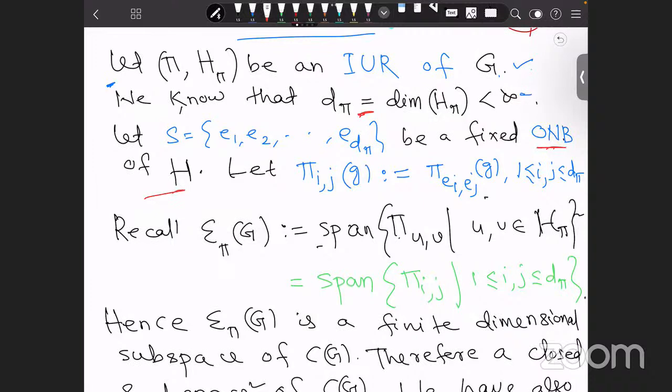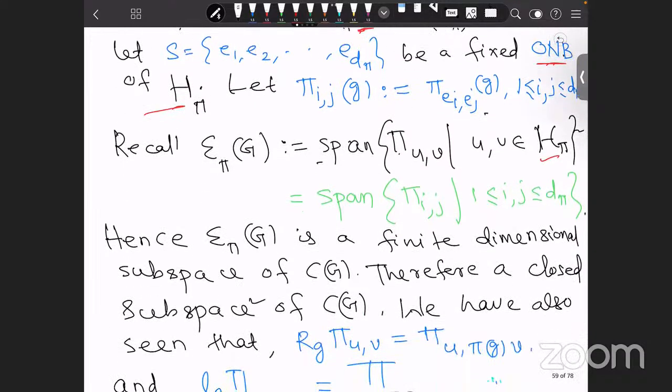I am using the notation pi i comma j of g for pi e i comma e j at g. So pi i j of g is by definition pi of e i comma e j at g, for 1 less than or equal to i comma j less than or equal to d pi. Recall E pi (G) is nothing but the span of matrix coefficients of pi, so that E pi (G) will have H pi. And since S is a basis of H pi, this is equal to the span of pi i comma j, 1 less than or equal to i comma j less than or equal to d pi. Hence E pi (G) is a finite dimensional subspace of C(G).